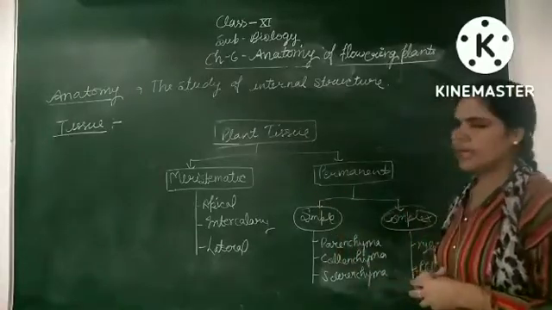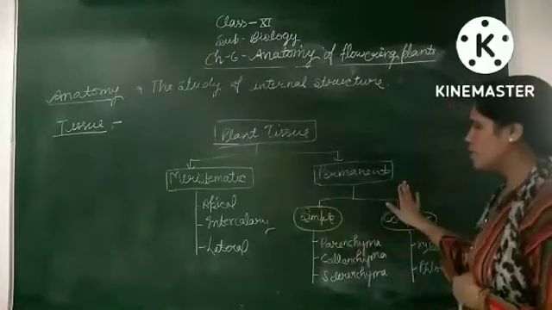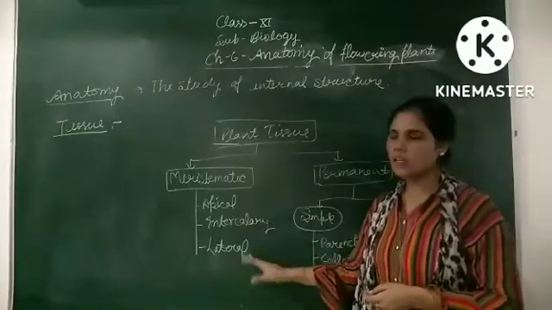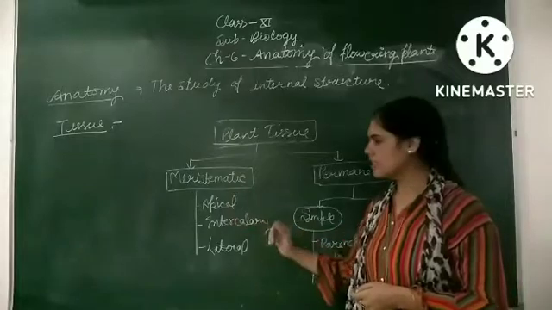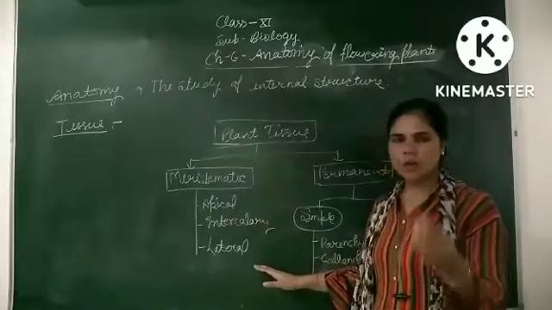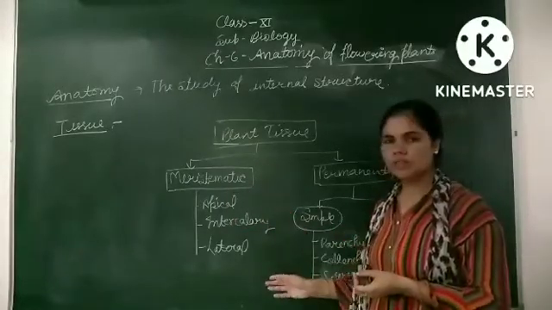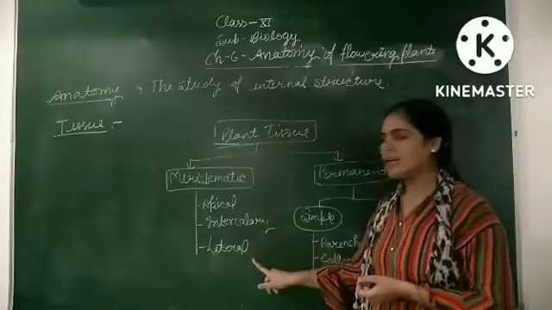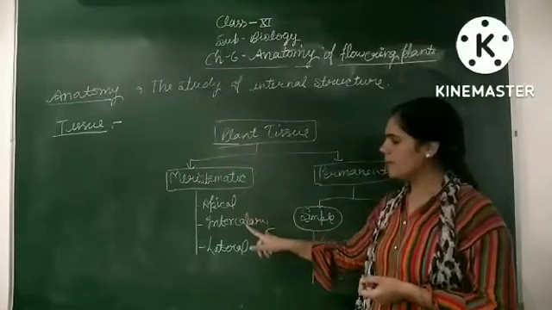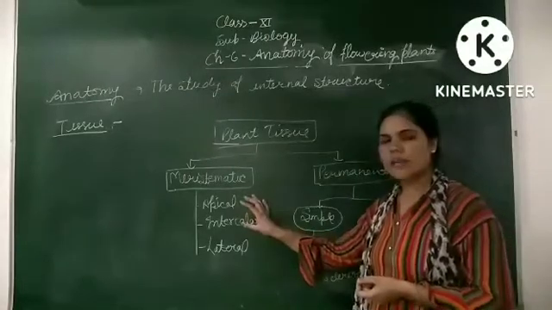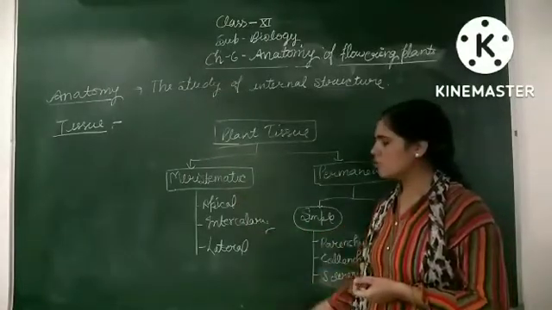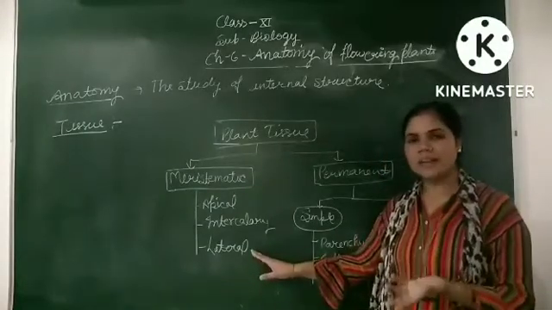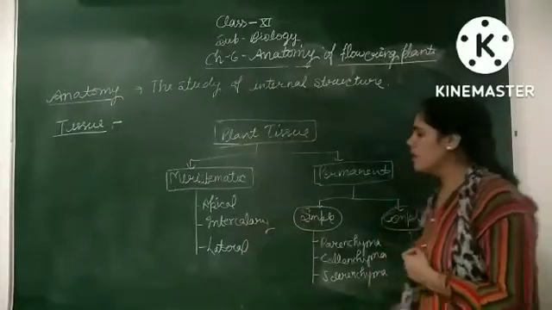Plant tissue is of two types, meristematic tissue and permanent tissue. Meristematic tissues are those tissues that have the ability to divide their cells. On the basis of their location, meristematic tissue is of three types: apical meristem, intercalary meristem and lateral meristem. Apical and intercalary meristem are also known as primary meristematic tissue, and the lateral meristem is also known as secondary meristem. It develops later, after these two tissues.